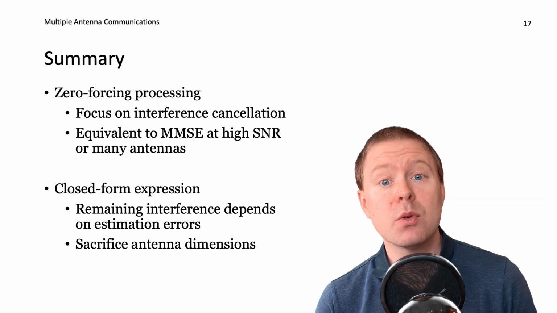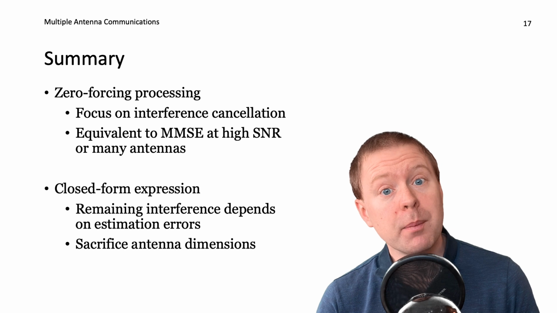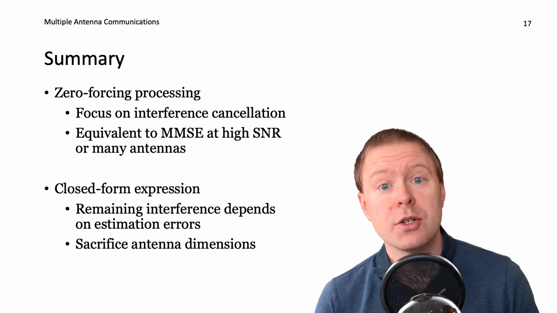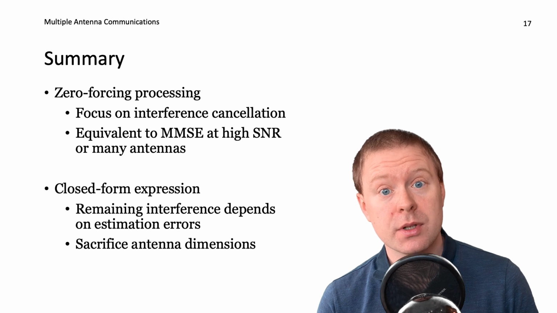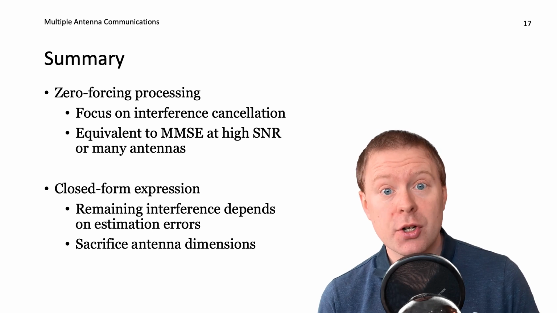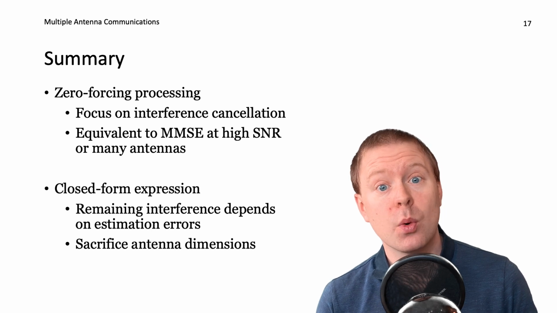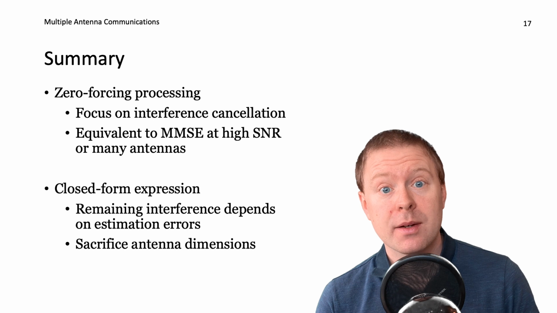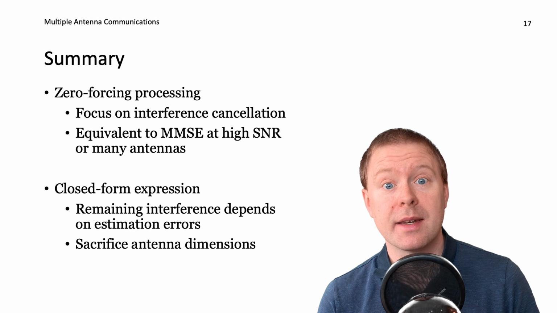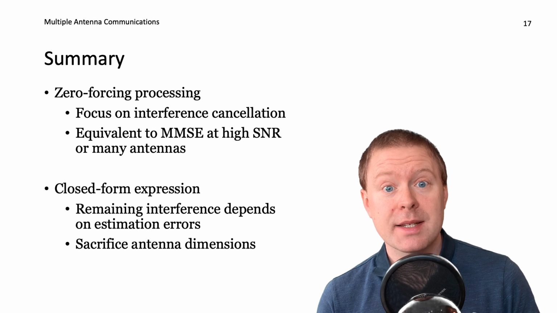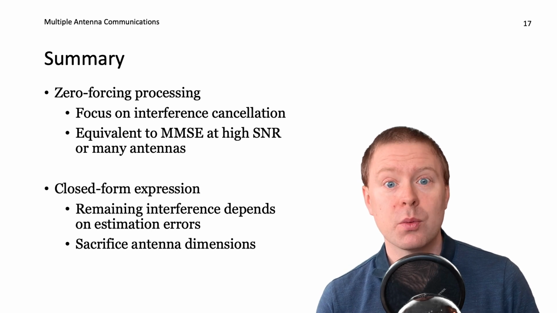This video has been about zero forcing processing, which is a method we can use in the uplink or in the downlink of a multi-antenna system to cancel interference between the different users. And the optimal MMSE processing is turning into zero forcing when we have many antennas or a high signal-to-noise ratio. And a good thing with zero forcing is that we can compute capacity lower bounds, both in uplink and downlink, in closed form. And this expression is telling us that we can get rid of most of the interference, but not the things that are unknown to us, namely that the remaining interference is proportional to our estimation error variance. And the price to pay is that we need to sacrifice a number of antenna dimensions equal to the number of users.